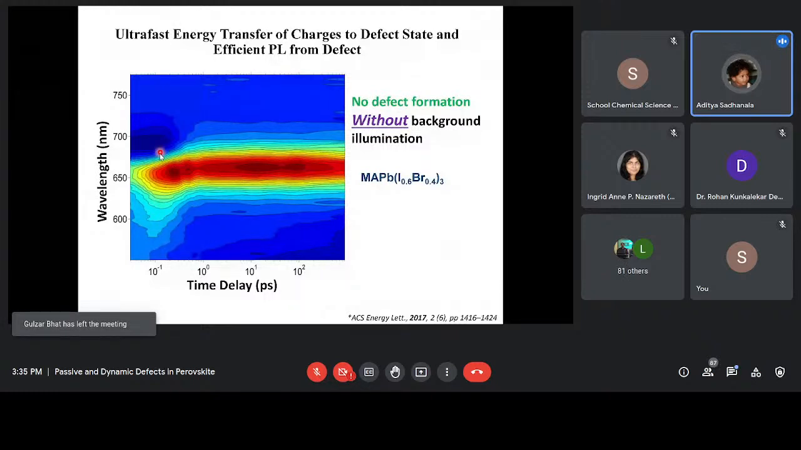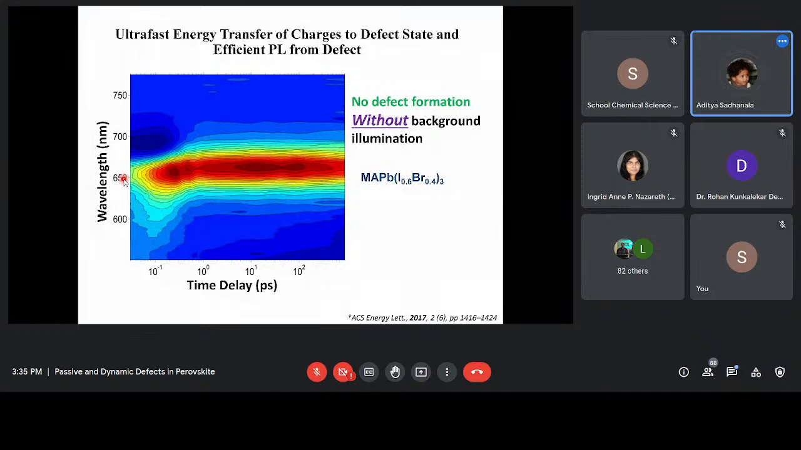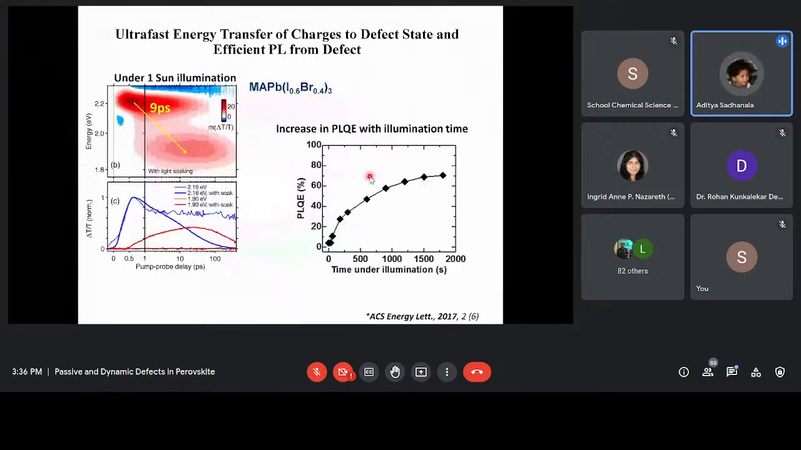So you excite with a laser, you form many charge carriers, and you relax over time, and that happens at the same wavelength, which is the band edge of your semiconductor. So this is a sample with 60% iodine, 40% bromine. So you can see, without any background sunlight illumination, if you create charge carriers, the charge carriers recombine at the desired band edge. Okay, the relaxation is there, straightforward, no deviation.